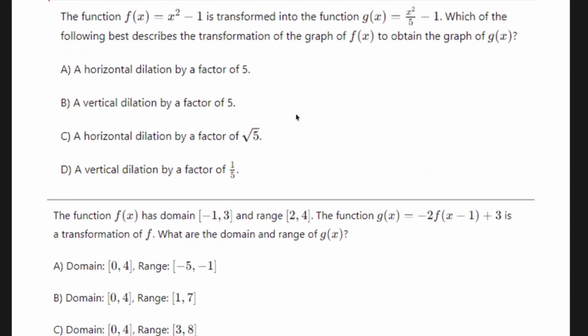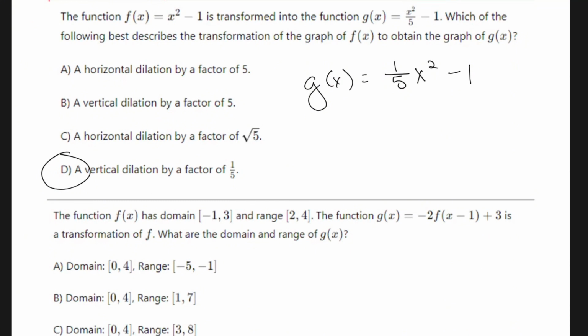The function f of x equals x squared minus 1 is transformed into the function g of x equals x squared over 5 minus 1. So basically the only thing that happened is you divide that by 5. Now I can write g of x as 1/5 x squared, which means this is a vertical dilation. And when you do vertical dilations, you use the actual number as its scale factor. So this is a vertical dilation by a factor of 1/5.